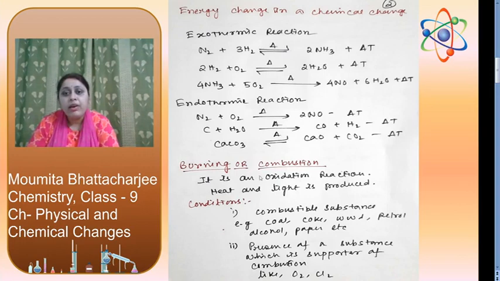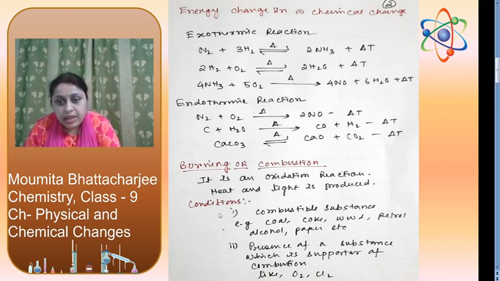Next one, burning or combustion. Burning or combustion is also an oxidation reaction. Here oxygen is needed. Without oxygen, burning cannot happen. Heat and light are produced during the oxidation reaction, that is, during burning or combustion.